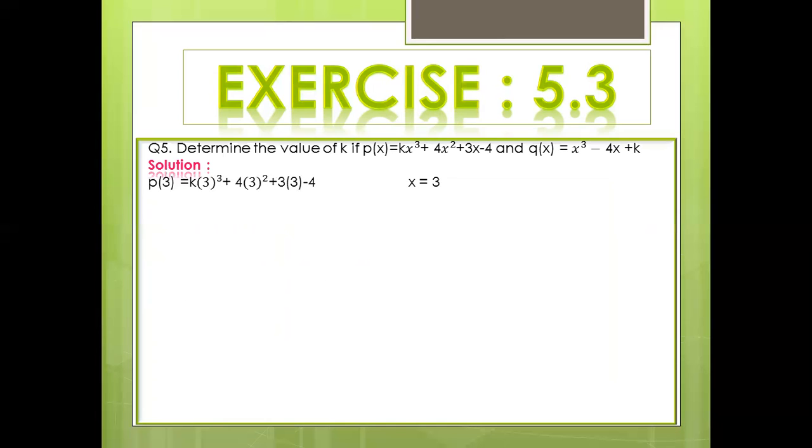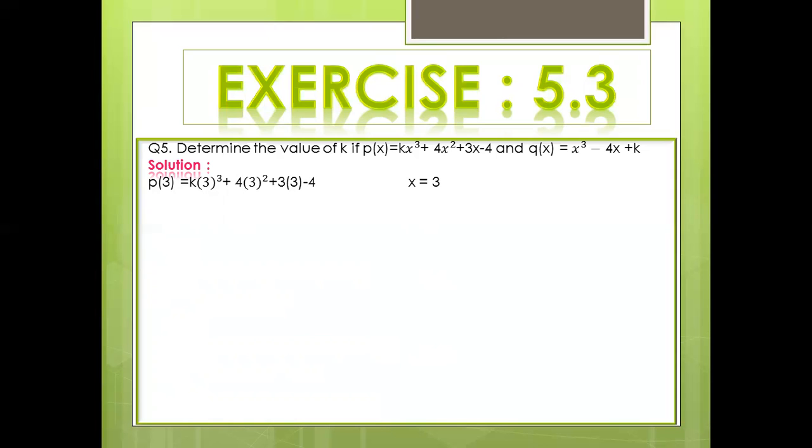Question number 5. Questions 5 and 4, they both are the same. Almost from 4 to 9, all the questions are the same. A factor is given and two polynomials are given, and in some questions they mention the remainder and the linear factor. We put the values over there and we get two equations. After solving them simultaneously, we find the unknown variable.